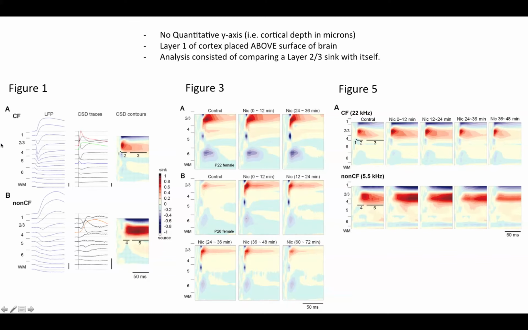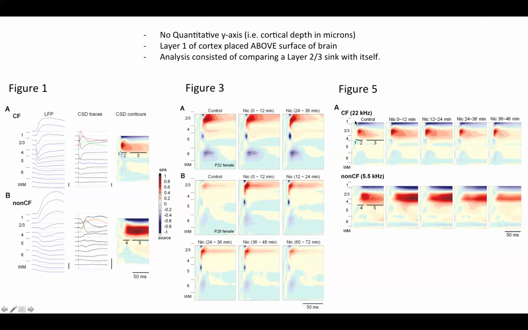And another thing that these have in common is that layer 1 of cortex is placed above the surface of the brain. Now, these recordings are made from the full depth of the auditory cortex of a mouse, and yet layer 1, if you look carefully on here, is actually placed above the surface of these recordings, so it's really being placed above the surface of the brain.